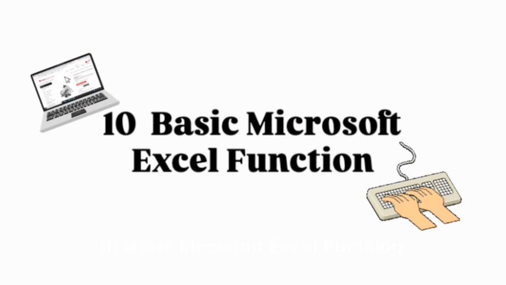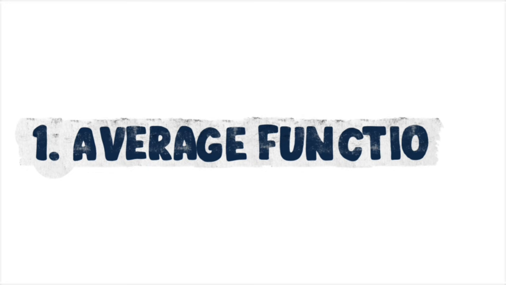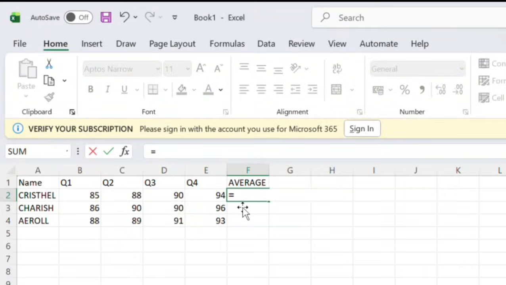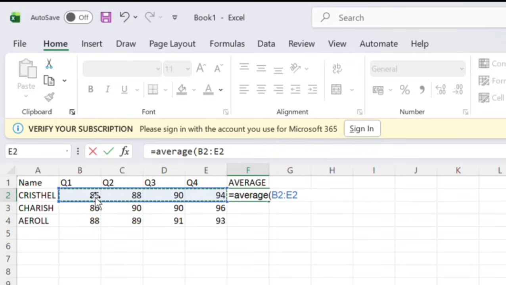Microsoft Excel functions. 1. Average function. Type equals average, open parentheses. Then highlight the numbers. B2:E2 will appear. Then close the parentheses and press enter.